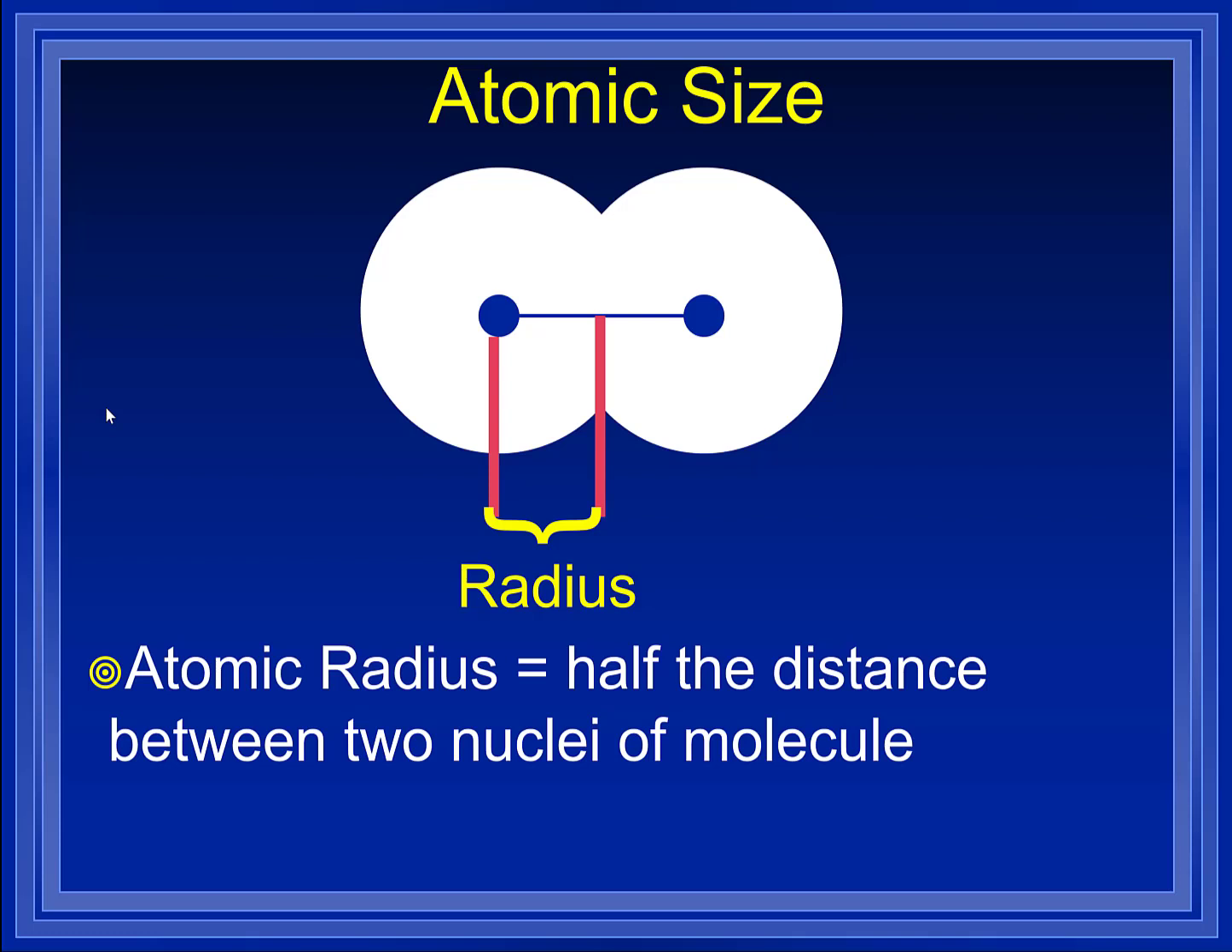Okay, so they can't measure the radius directly because how do you find the edge of a cloud? So they take two atoms, push them together, and measure where the nuclei are at. Half the distance between them is the radius, or I could say the distance between them is the diameter. Ooh, it's not quite, because they overlap a little bit. It's not quite how big it would be by itself, but it's a good measure of how big it would be. Okay.